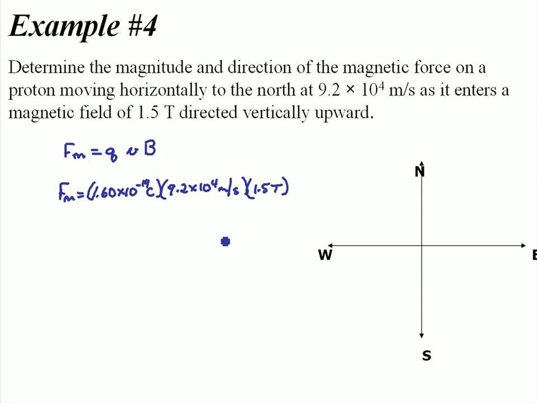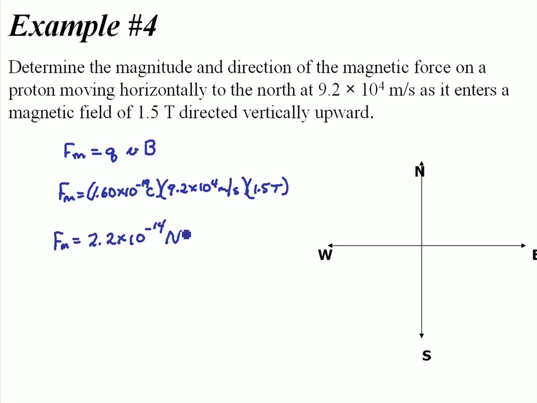1.6 to the negative 19, 9.2 to the exponent 4 times 1.5 should give you a magnetic force equal to 2.2 times 10 to the negative 14 newtons. Now we just got to figure out the direction.